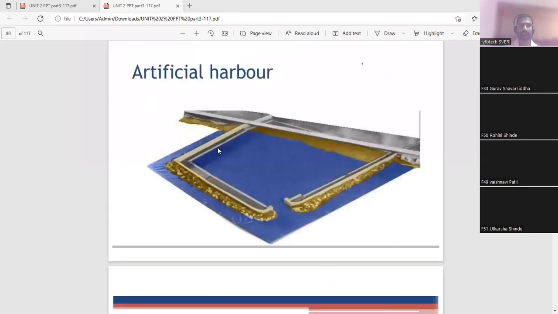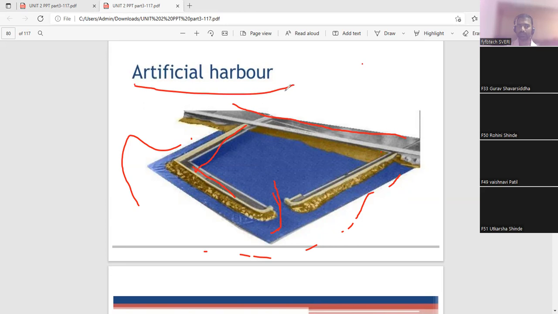So see the example of an artificial harbor. This is land, this entire part is land. This entire part is sea. This is the land, and this particular area is constructed by man. This is the open space. In this space the ship will come and get protected. This is a very large area, that's why it is called a harbor. Which type of harbor is it? Is it artificial or natural? Artificial harbor.